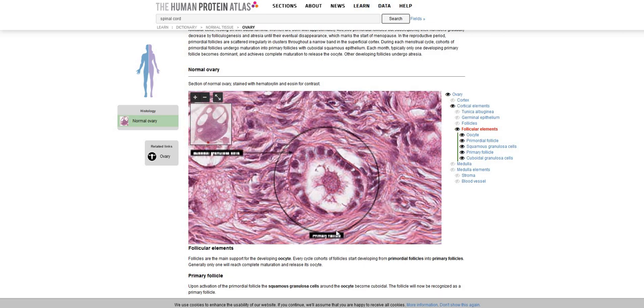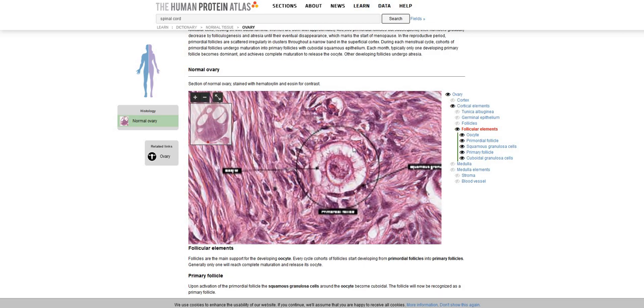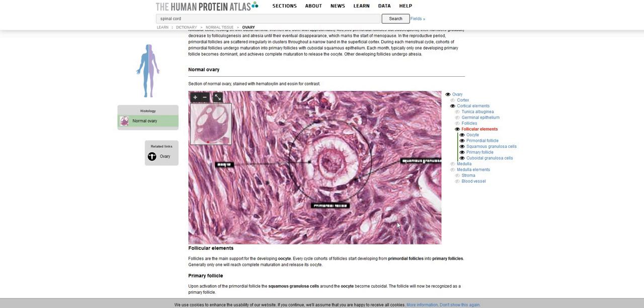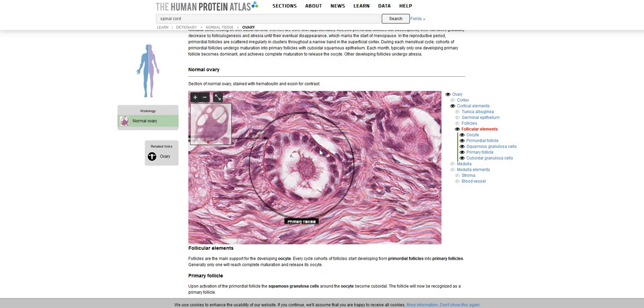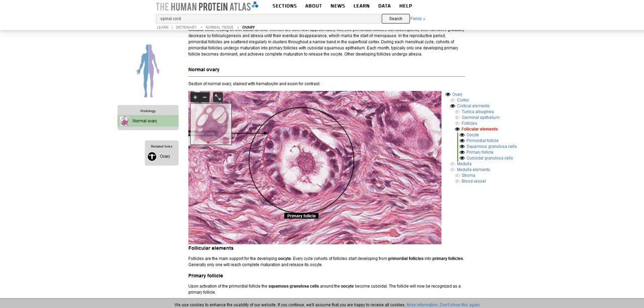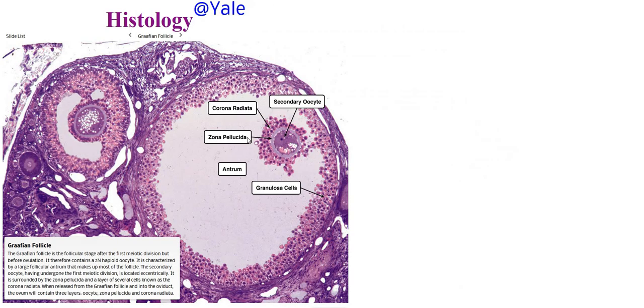So you can see that change. We went from a simple squamous layer containing a primary oocyte, and then that simple squamous layer becomes cuboidal. So it's starting to expand. And eventually we'll get to this phase where the expansion is complete. We have lots and lots of cells surrounding that big antrum, and we have a secondary oocyte.